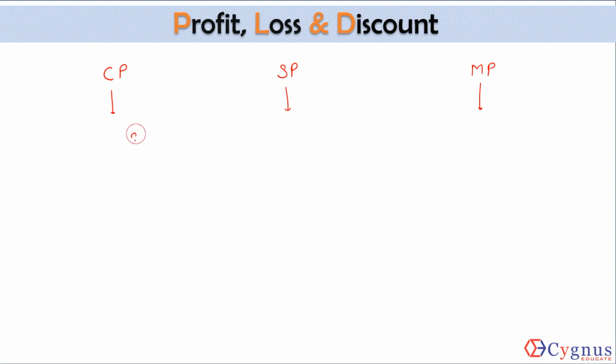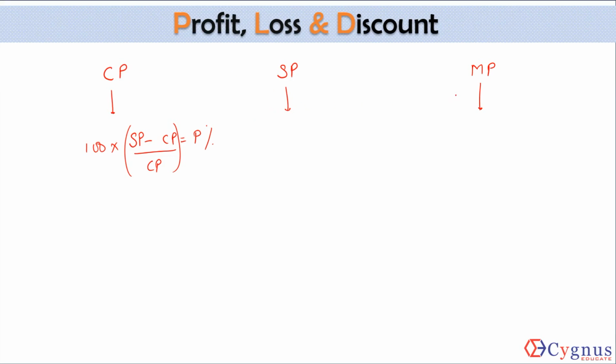So we discussed that whenever SP is more than CP, you get a profit. Yes or no? And what if I ask you profit percent? You always calculate it on CP. So how do we get profit percent? SP minus CP by CP into 100. So what is the relationship between these three terms?